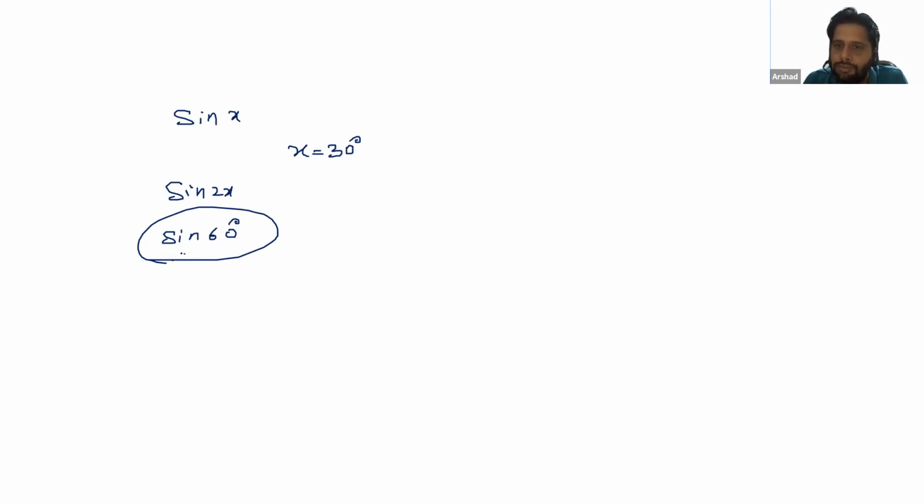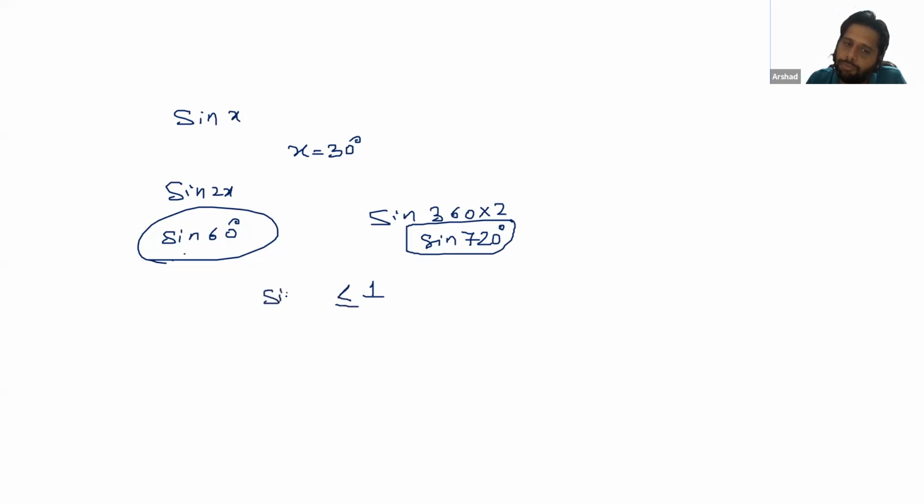So what is the maximum value of the sine? It is 1. Whatever the angle you put here, even if you put 360, it becomes 360 into 2, which gives you sine 720, but it will give you the value which is there in the sine. So the maximum value will remain 1 only. Angle can be anything, but the value will remain 1. Similarly, the minimum value is -1.